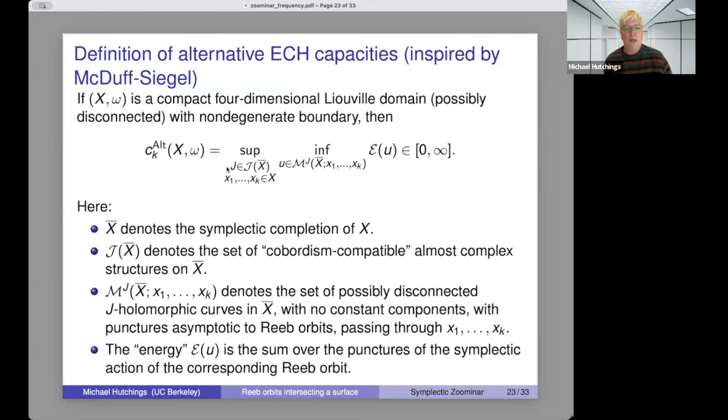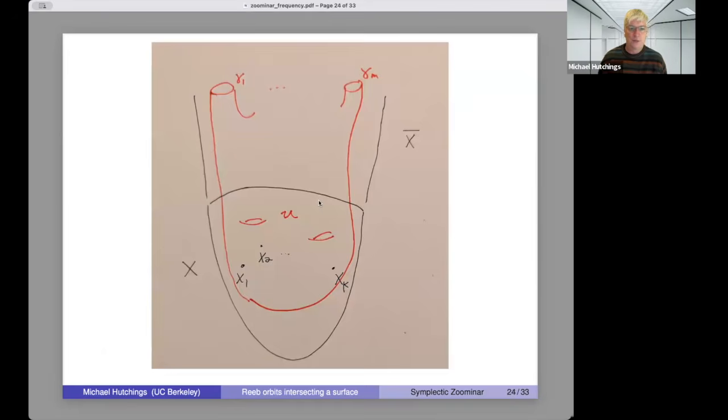Well, that means that if I take any almost complex structure and I take any points in X, then I'm guaranteed to be able to find a holomorphic curve whose energy is at most 17 plus epsilon, where I can take epsilon to be as small as I want. So finiteness of this number is a guarantee of the existence of holomorphic curves with an upper bound on the energy. Here's a quick picture.